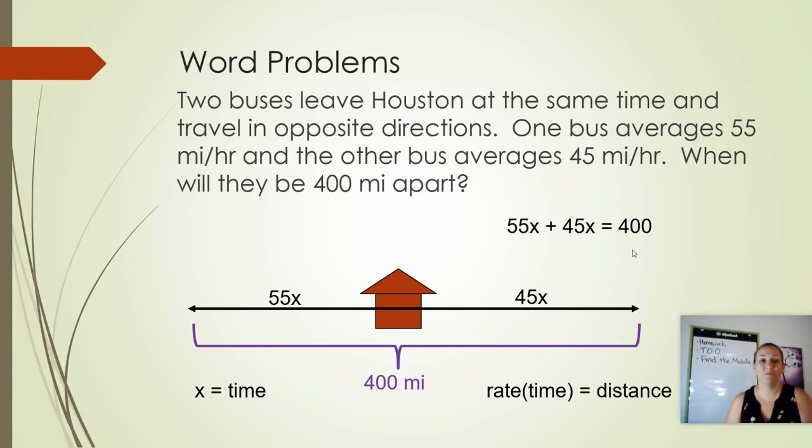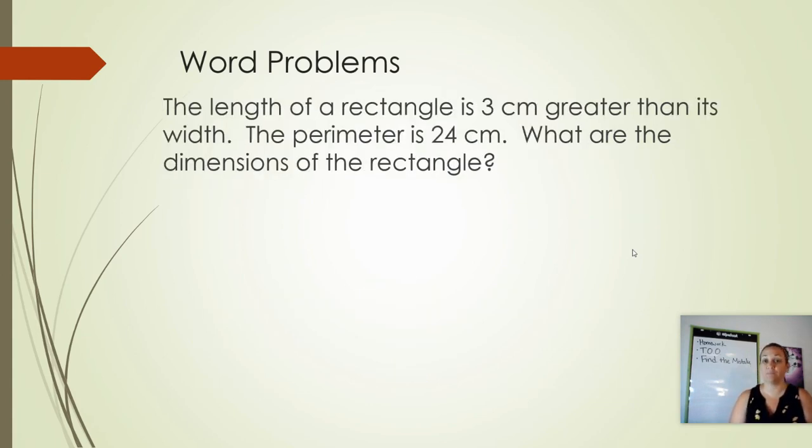There's one more word problem that I think you might struggle with a little bit tonight, and so I want to help you set that one up, and then we'll be done with our word problem examples. Remember to pause the video and write the problem down. This problem says that the length of a rectangle is 3 centimeters greater than its width. The perimeter is 24 centimeters. What are the dimensions of the rectangle?